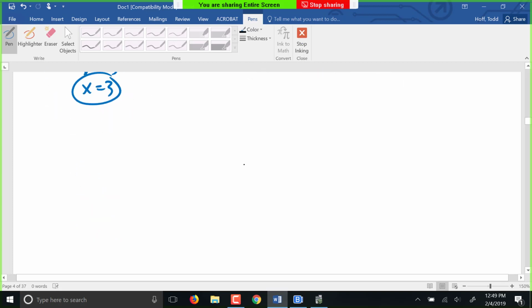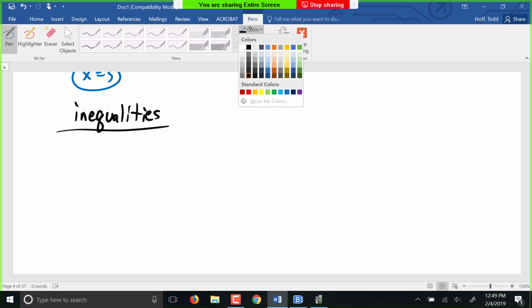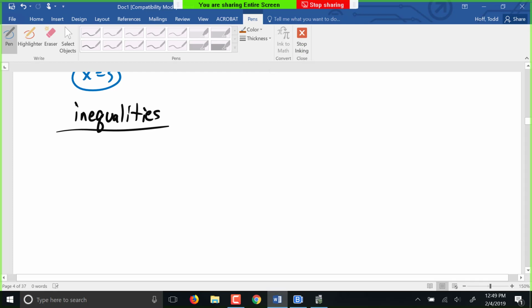But what we're looking at today is not equations, but something called inequalities. Inequalities are things that are not equal. And there's a few different symbols we can use to express them. x is less than 6. Just to talk about some values here.